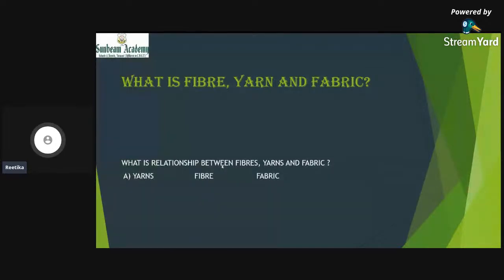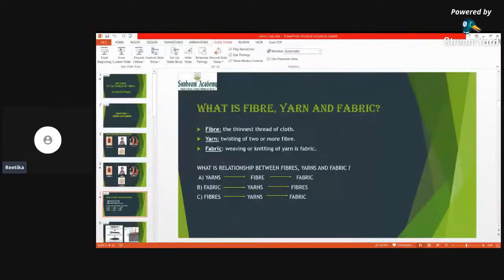So you have three options. You have to choose one. Option A, yarn makes fiber and fiber makes fabric. Option B, fiber makes yarn and yarn makes fabric. Option C, fibers make yarns and yarns make fabric. So which among these is the correct answer? Please type the correct answer, kids.